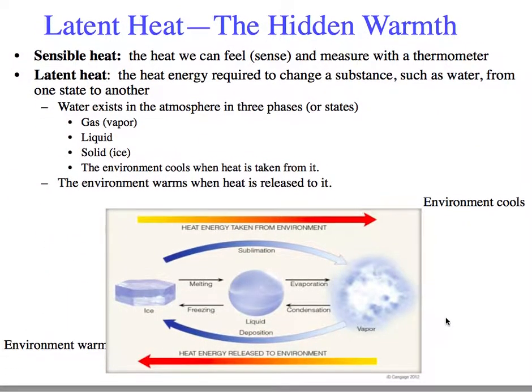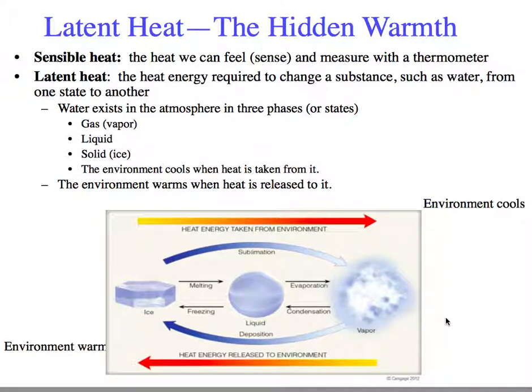Like I said, this is a crash course in atmospheric science, so we're not going to spend a huge amount of time on it, but it's important. One of the things that's really important in our atmosphere, and we'll talk about it a lot in this course, is water. Water is really the only substance that changes phase in our atmosphere.